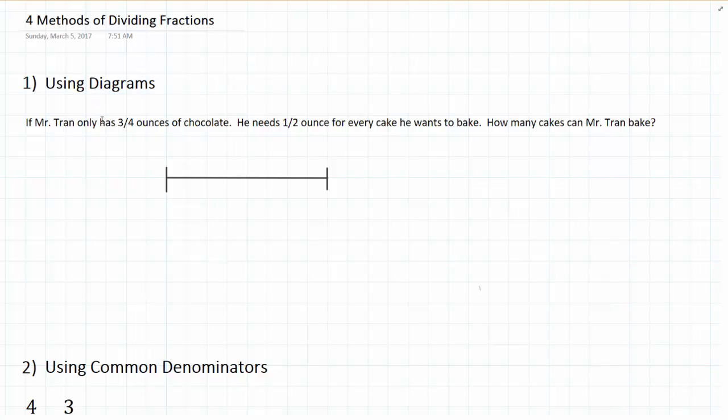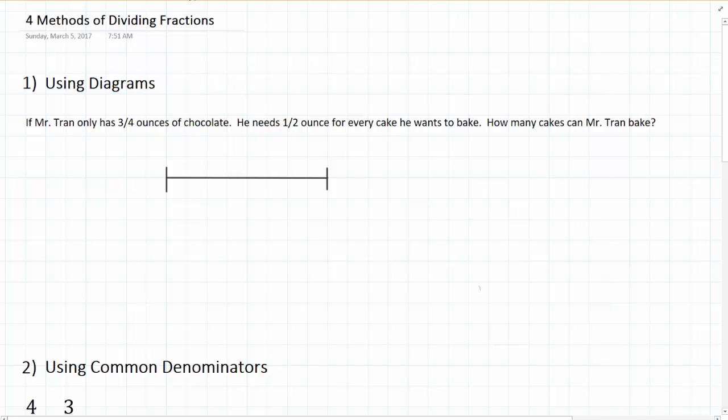Okay, let's go ahead and talk about the 4 different ways we learned how to divide fractions. The first way is the tried and true method, which is using diagrams. So let's take a look at a word problem so we can make sense of the diagram also. Let's say Mr. Train only has 3/4 ounces of chocolate, he needs 1/2 ounce for every cake he wants to bake. How many cakes can Mr. Train bake? Well, let's see.